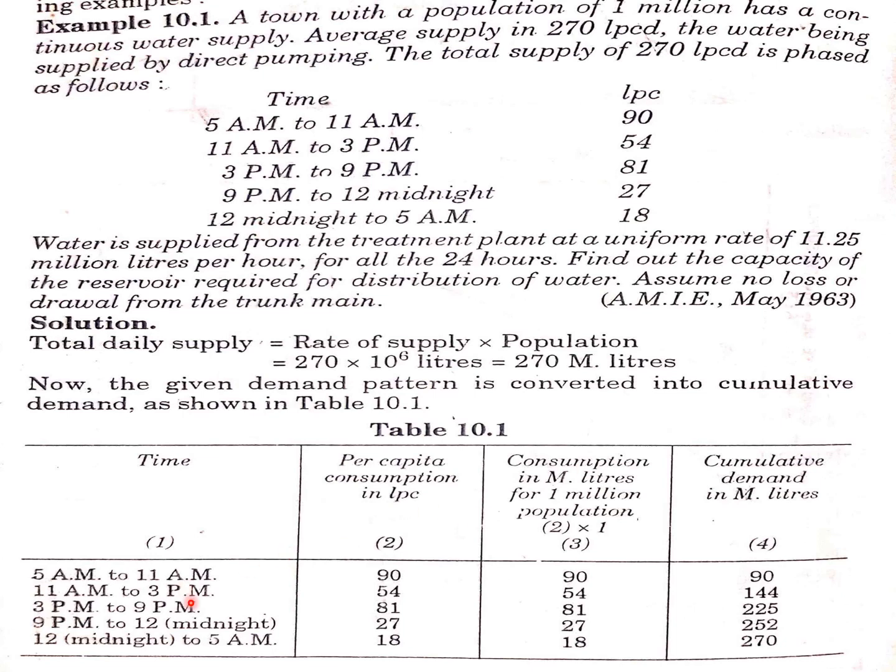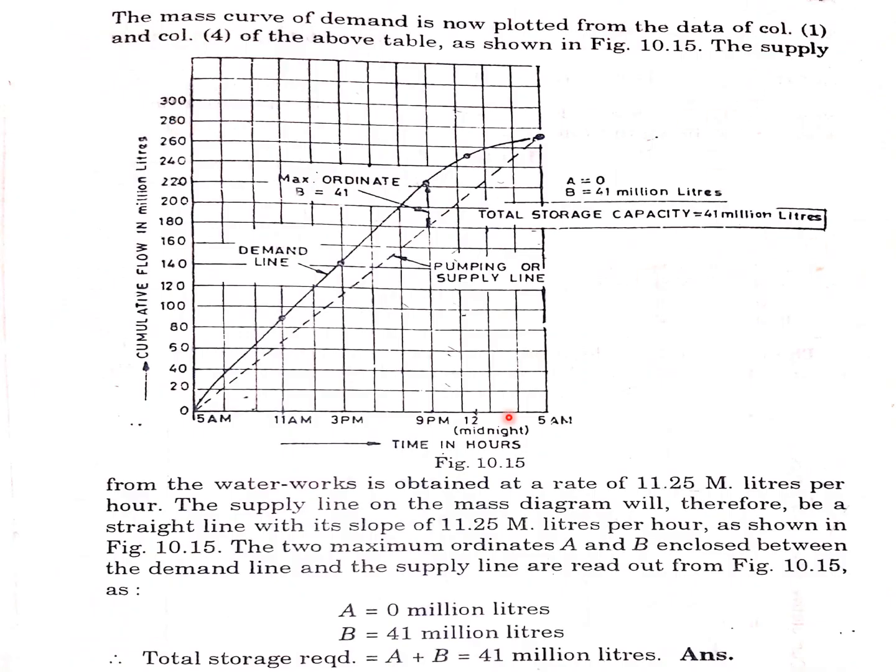Okay. So first we put the equation. Write the timings, write the liters per capita, and multiplying by 1 million, this becomes million liters. Okay? So this is the second column, the cumulative demand. So cumulative demand is 90. Every hour they are measuring the liters, but what we need for the whole day we can calculate by the cumulative one. So 90 plus 54 is 144, 144 plus 81 is 225, 225 plus 27 is 252, 252 plus 18 is how much? 270. Okay.